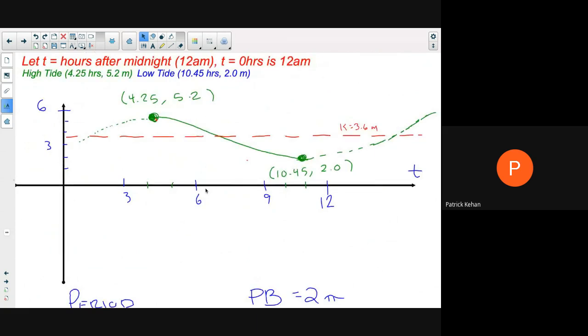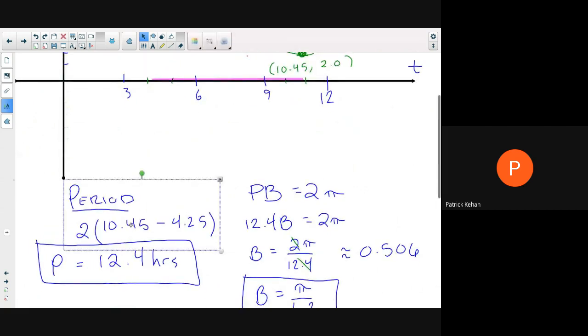Next up is your period, right? The period's pretty helpful. And remember, this segment right here is only half of a period. So to find the full length of the period, what I want to do is find the distance for this segment of the wave right here. So I need to find the distance from 4.25 hours to 10.45 hours. Subtraction, right? And then once I find that subtraction, I can double this value, and that'll give me the full period, right? So 10.45 hours minus 4.25 hours times 2, remember we need to double it, gives me a period of 12.4 hours.